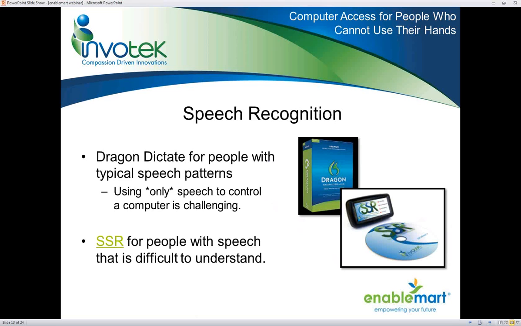It's really interesting to present to your computer. All right. Next thing I want to talk about is speech recognition. Dragon Naturally Speaking is my favorite speech recognition program for people with typical speech. It's one that we use with a lot of people. Many people can be successful with it.